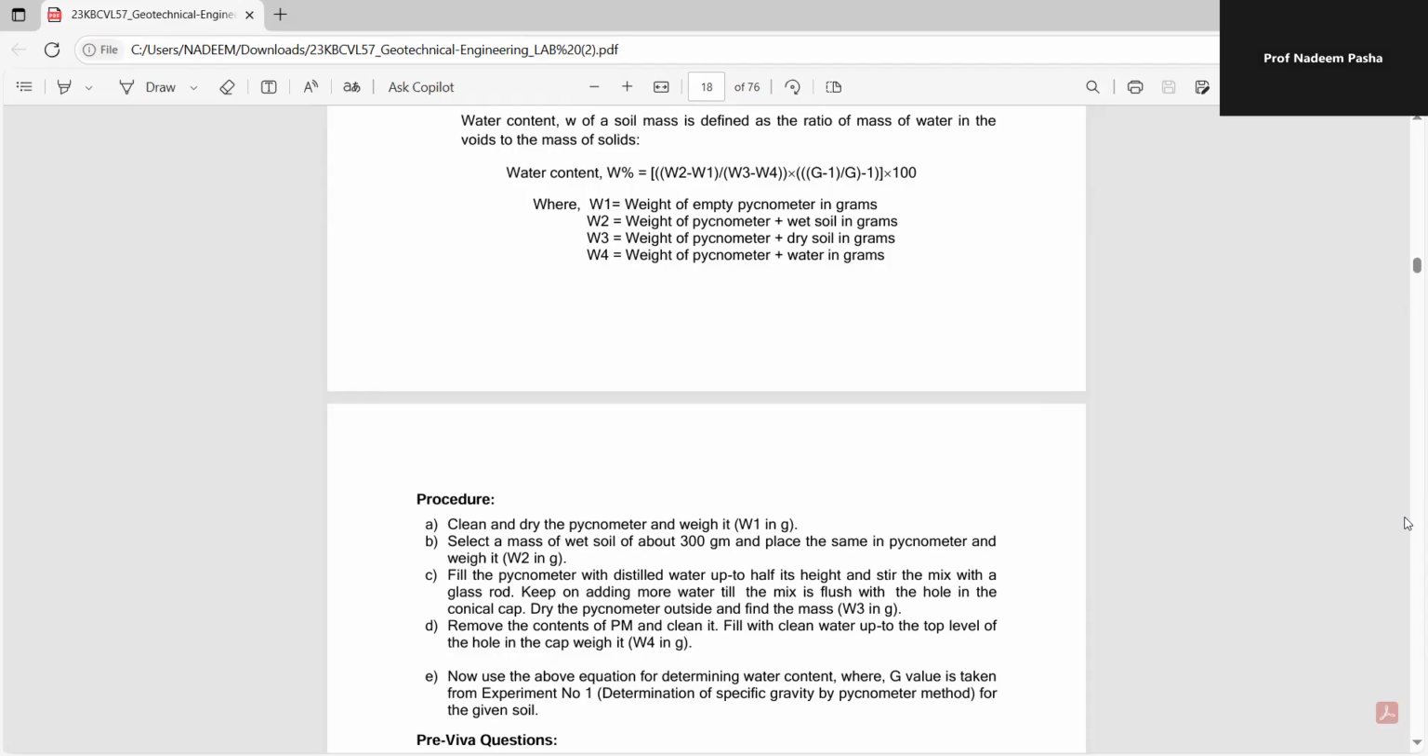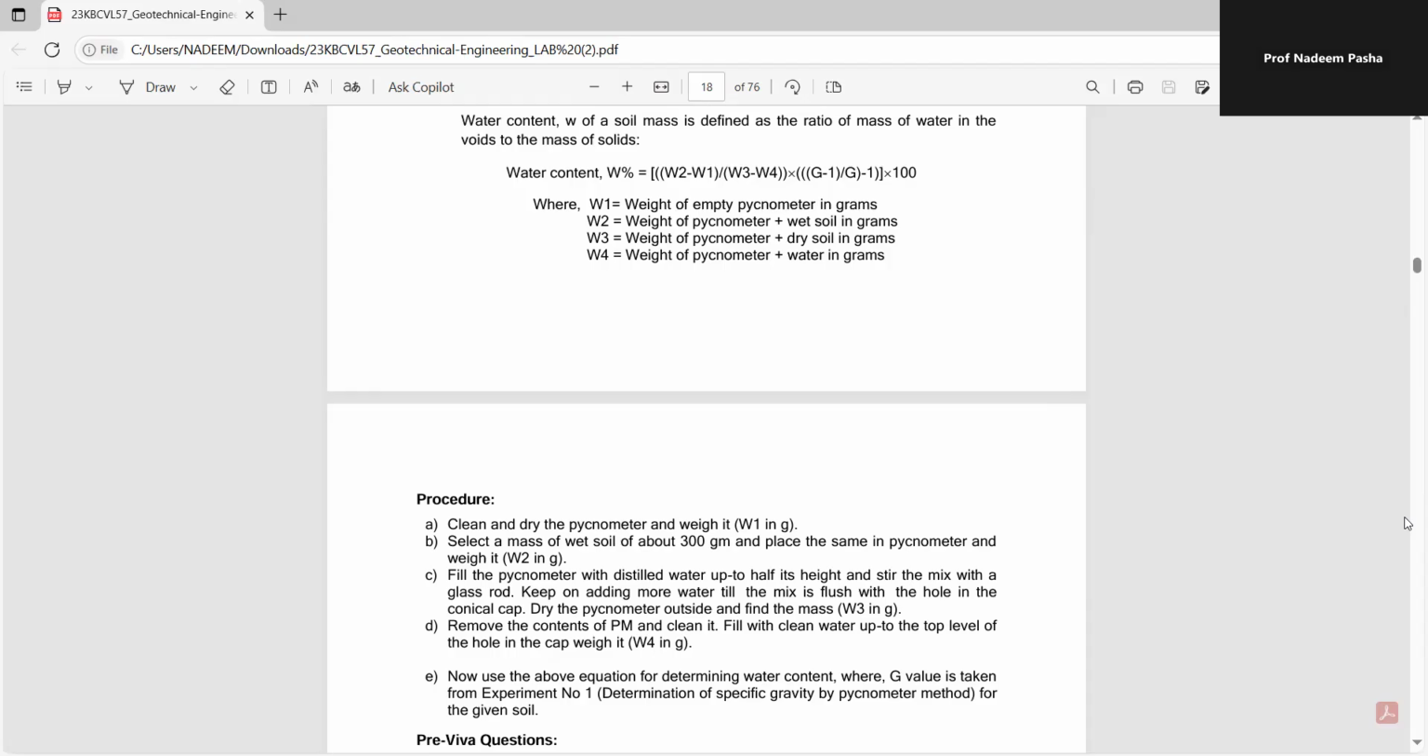Clean and dry the pycnometer and weigh it; that will be W1 gram. Select a mass of wet soil of about 300 gram, place it in the pycnometer and weigh it; that will be W2 gram. Fill the pycnometer with distilled water up to half its height and stir the mix with the glass rod. Keep on adding more water till the mix is flush with the hole in the conical cap. Dry the pycnometer outside and find the mass W3 gram.